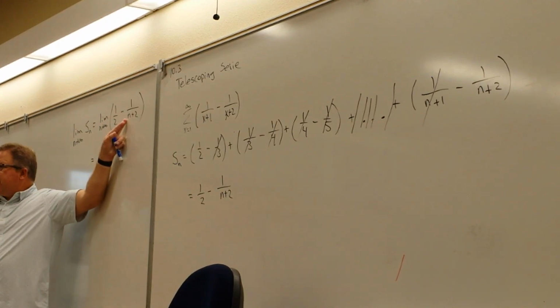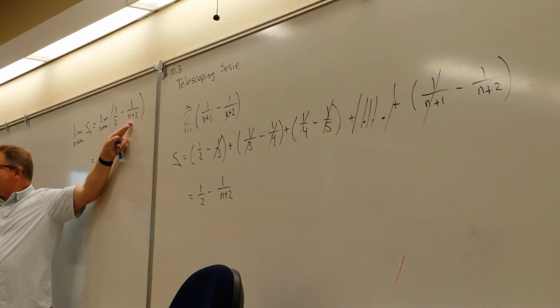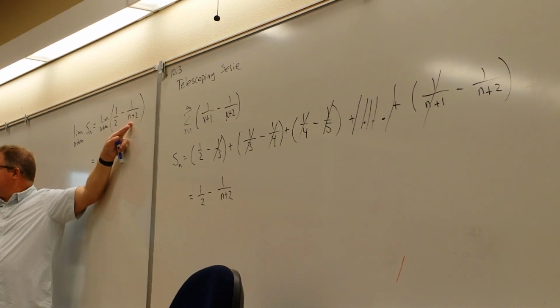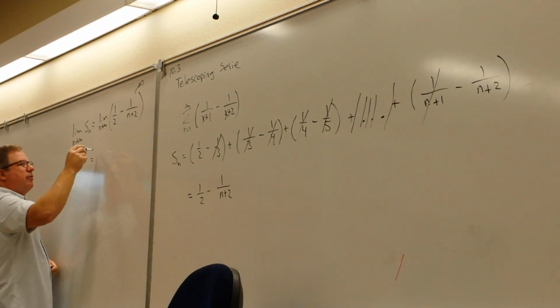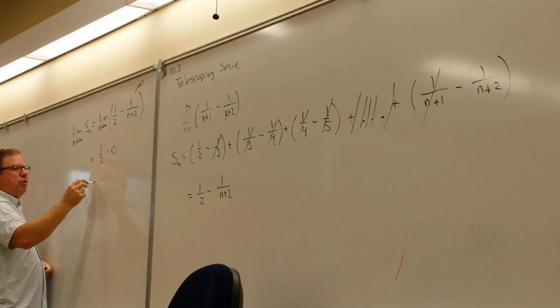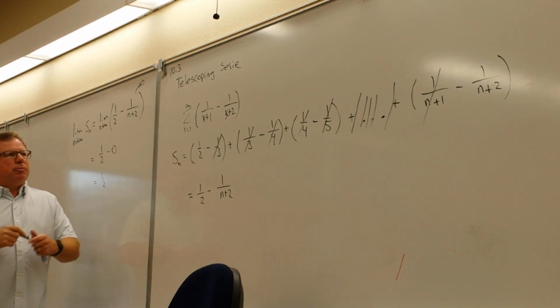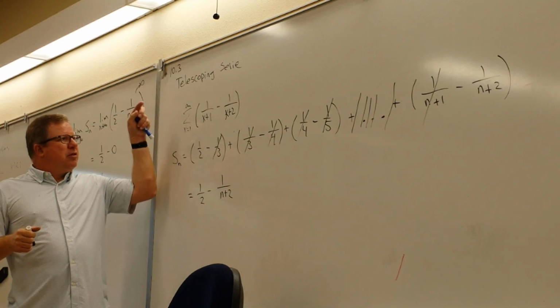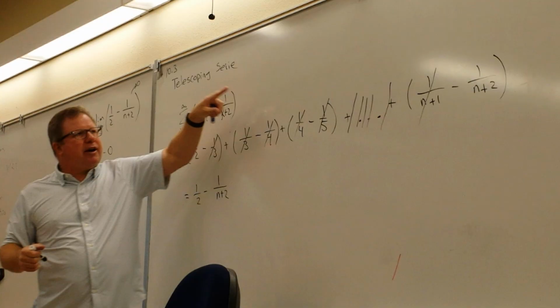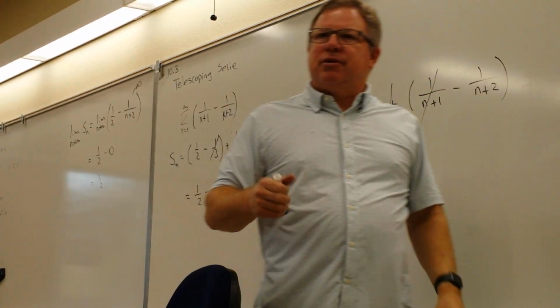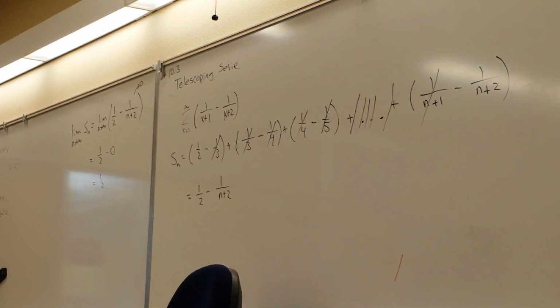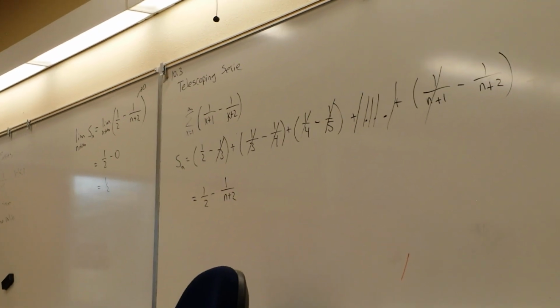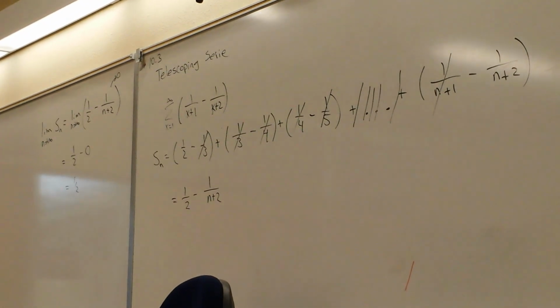One over n plus 2. What's that approach as n increases infinitely? 0. That approaches 0. So we have 1/2 minus 0, which is 1/2. The sum of this infinite sum, as we carry this out to infinity, is 1/2. Has a finite result. Does that make sense? And that is called a telescoping series.